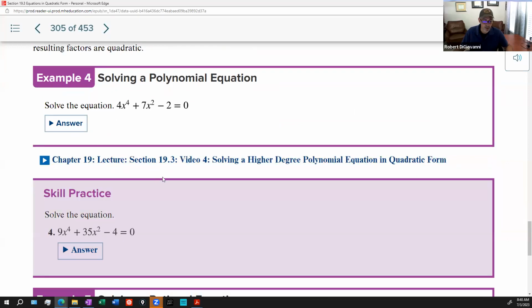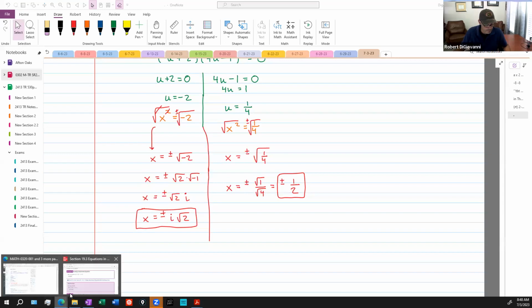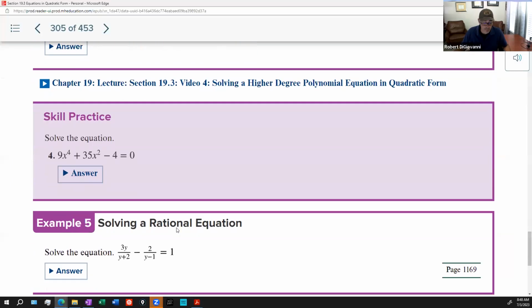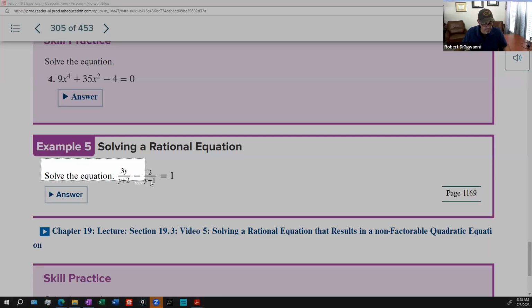Okay, questions? All right, I'm gonna do another one. It's gonna be a slightly different problem, and then I'll give you one of each to try on your own. And this will be the last problem of the section. So we'll be ready to move into the next section after this one.